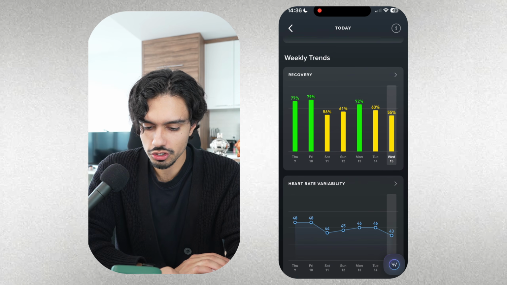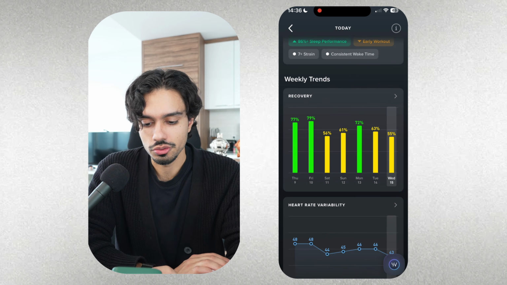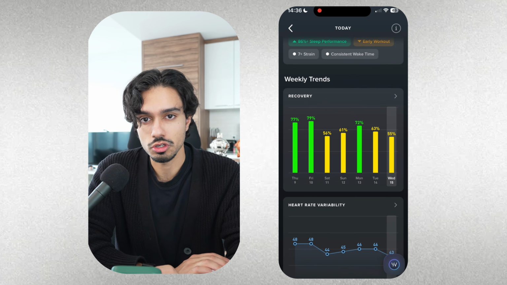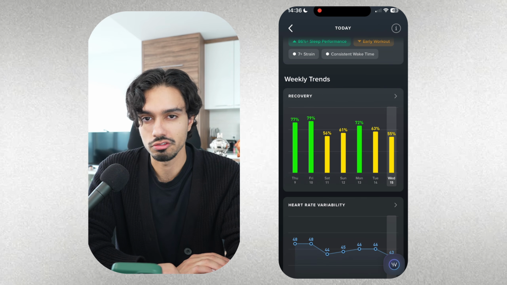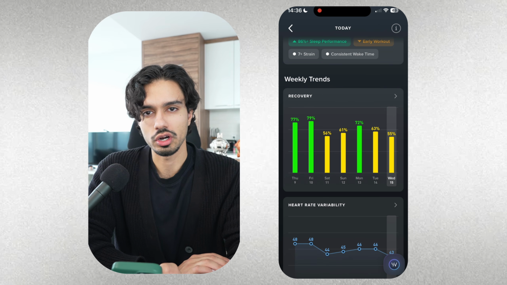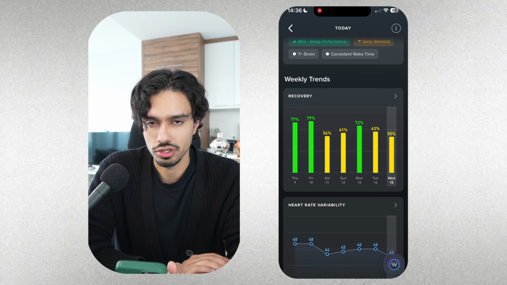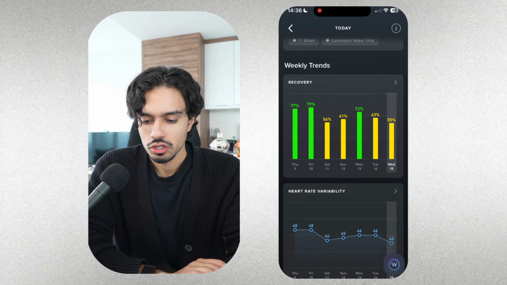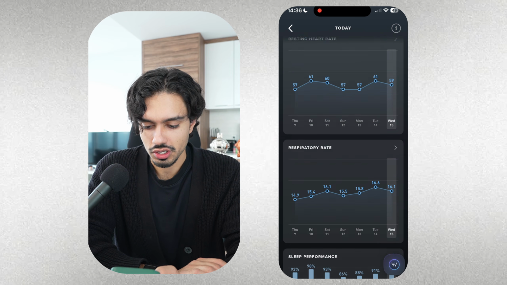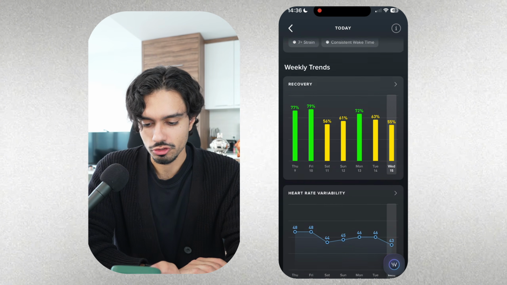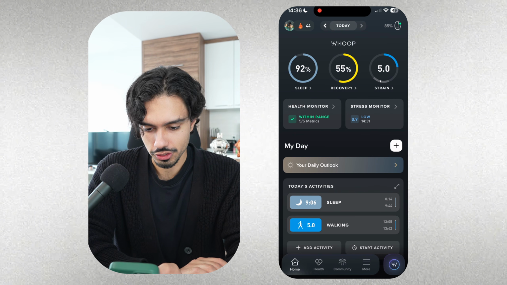If you scroll down, then here are your weekly trends. So obviously greens are great. You want to have as many greens as possible to show your body is recovering well. But of course, if I had like a big workout yesterday, I'm going to get a yellow today, and that's something that's pretty unavoidable. So you want to just keep an eye on these trends and make sure they're trending in the direction that you want. And same as before, you can click on any of these and expand them further.